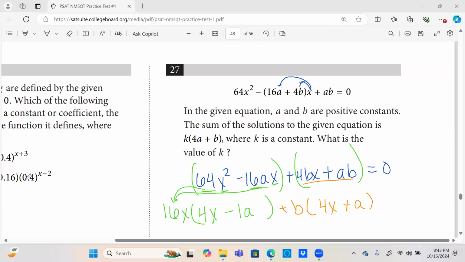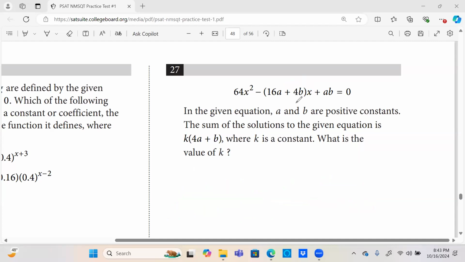Oh, wait. Okay, hold on. I think I just goofed. Let me rewrite this. 64x squared. I'm going to put the x right here. We're allowed to do that. Now distribute. Negative 16ax, negative 4bx. There we go. Now let's factor by grouping.